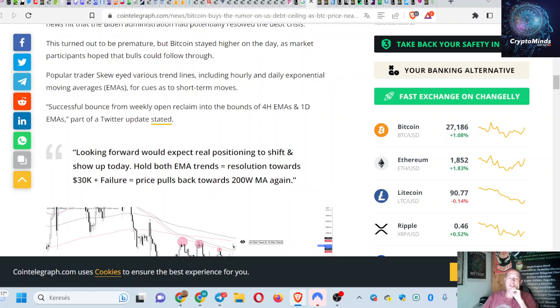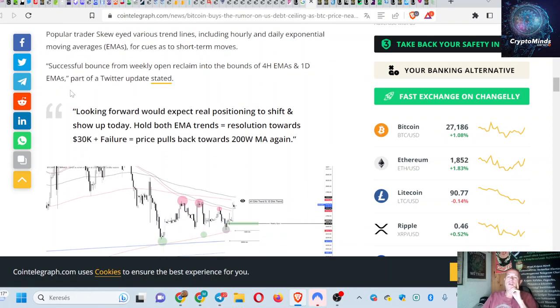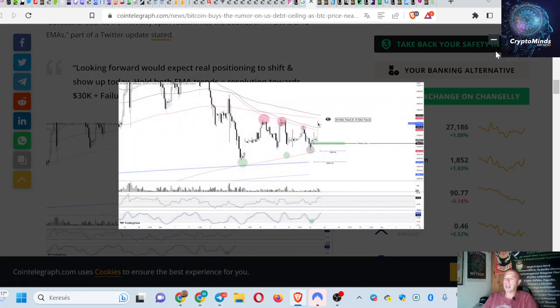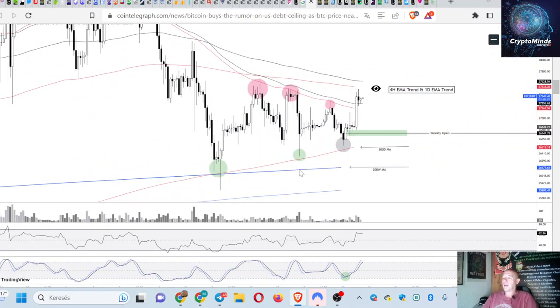And also let's check these metrics. Successful bounce from the weekly open, reclaim, and bounce off the 4 hourly EMAs and 1 day EMAs. Looking forward, would expect real positioning to shift and show up today. Hold both EMA trends, resolution towards $30,000 plus. Failure equals price pulls back towards the 200 weekly moving average. So whatever we are flipping here, then we are heading north to $30,000.